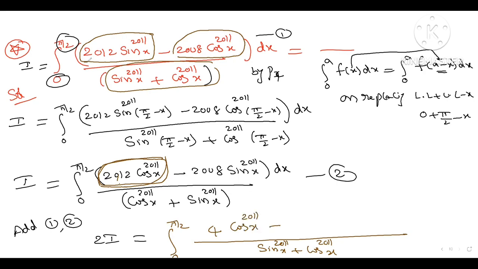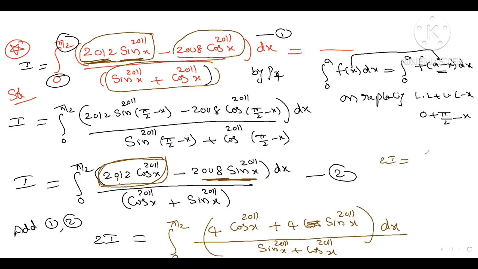Here 2012 sin to the power 2011x, so here minus 2008 sin to the power 2011x, so here plus 4 sin to the power 2011x. Here I take 4 common. Rest of value cos to the power 2011x, so sin to the power 2011x get cancelled. What we get here? 4 dx.